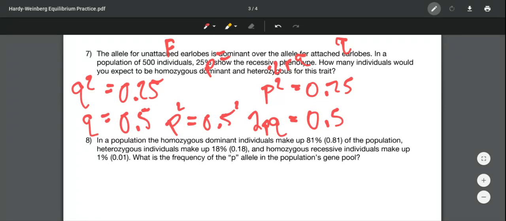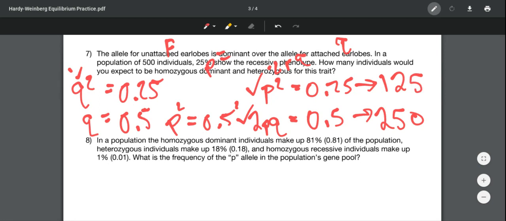So out of 500 people, 25% are going to be recessive. 25% are homozygous dominant, and 50% are heterozygous. So that would mean out of the 500, 50% of them, or 250 people, are going to be heterozygous. And out of 500, a quarter, or 0.25 of 500, is 125 people who are going to be homozygous dominant. All right, so that one's a little bit of multiple steps.